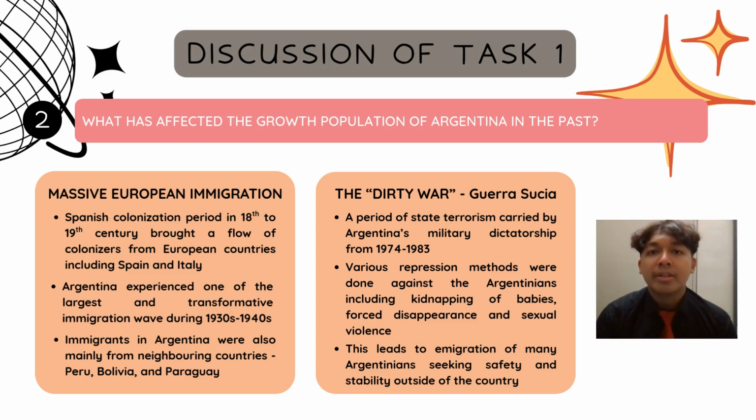On the other hand, the Dirty War, or Guerra Sucia, was a large contributor affecting the population rates. It was a period of state terrorism carried out by Argentina's military dictatorship, or Junta, from 1974 to 1983. Argentinians were repressed through the kidnapping of newborns, sexual violence, and forced disappearance, where they were taken by force from families to be executed. This led to the emigration of Argentinians seeking refuge in neighboring countries.